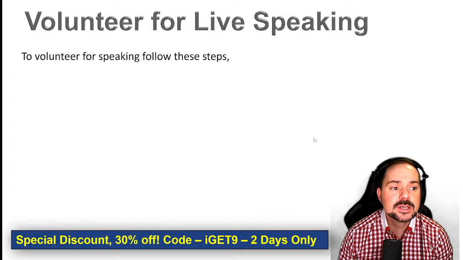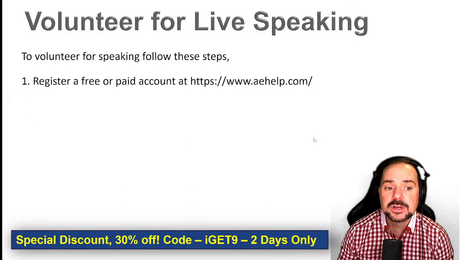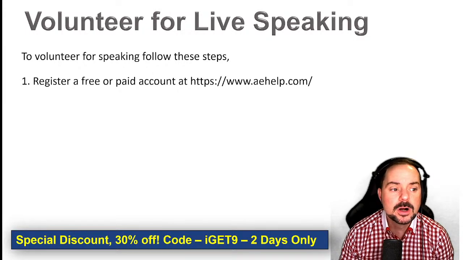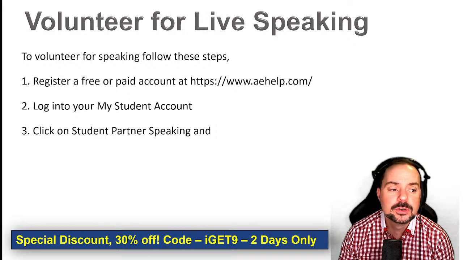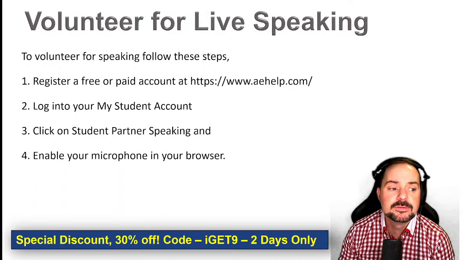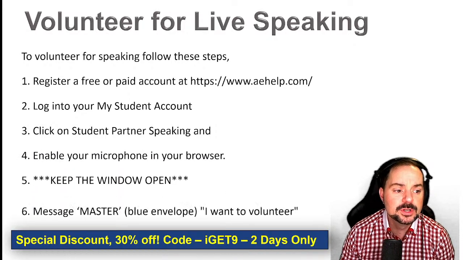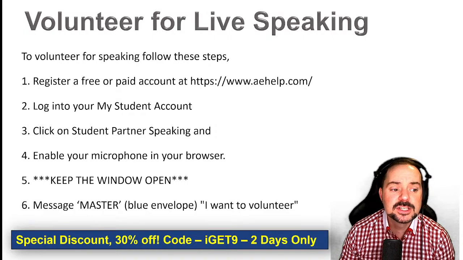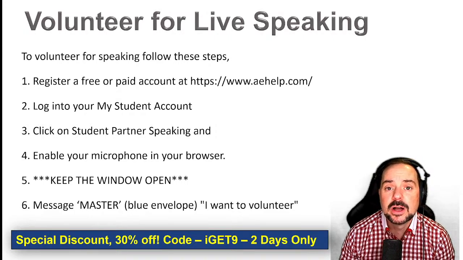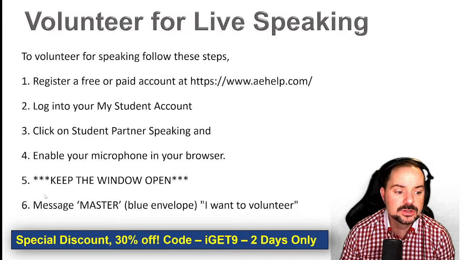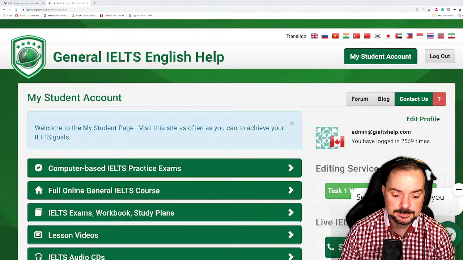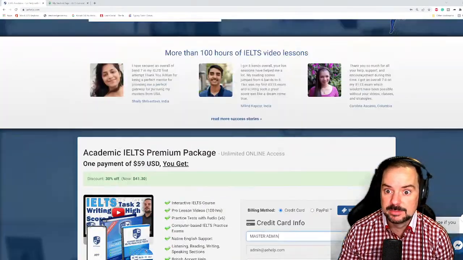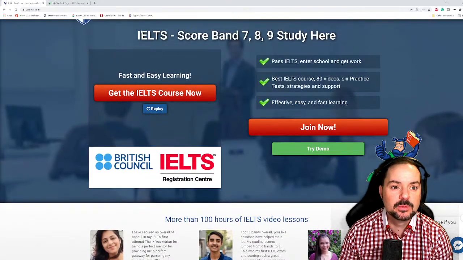Okay, everyone, to volunteer for the live speaking, to volunteer to ask a question, all you have to do is register a free or paid account at aehelp.com, log into your My Student account, click Student Partner Speaking, enable your microphone, keep the window open, and then message Master with I have a question. Okay, I'll show you how to do that. So again, here's the website. Let me go back one step with the academic website. So this is the academic website here.